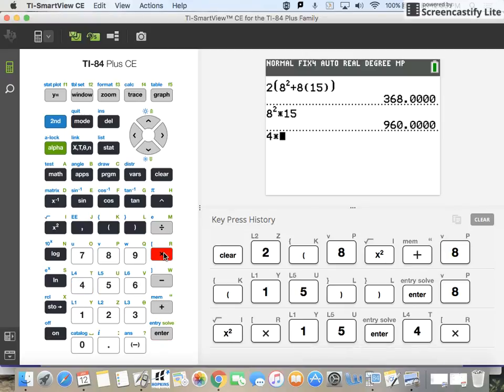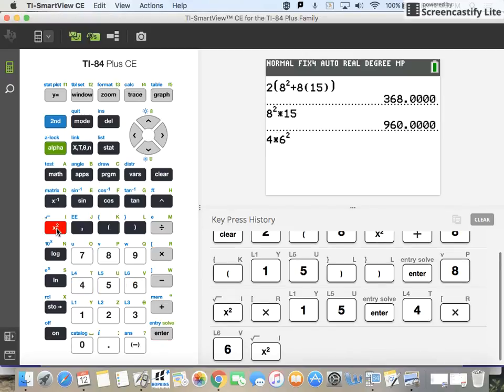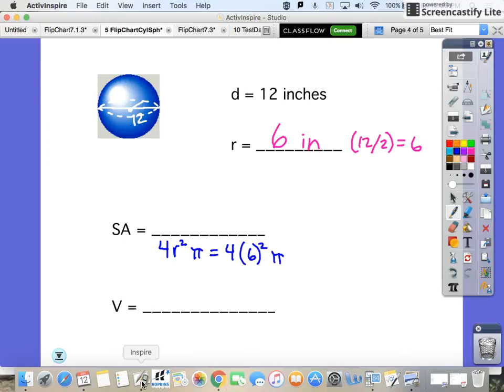So for us, that's 4 times r squared, 6 squared, times pi. Four times 6 squared. Sorry, you guys. And we get 144 pi, and that's inches squared. Now what that is actually is about 452.39 inches squared.